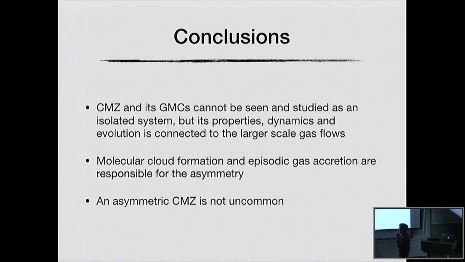If there's one thing that I would like you to take away, it is the first point, which is that the central molecular zone cannot be viewed as an isolated structure, but rather is part of a much bigger structure, which is the galactic bar. To really understand the evolution of the central molecular zone, it's important to understand the connection of this gas to the outer parts of the galaxy. Then I've talked about and tried to explain the central molecular zone asymmetry. The ingredients necessary to explain the asymmetry are episodic gas accretion from the shock lanes and the molecular cloud formation themselves.